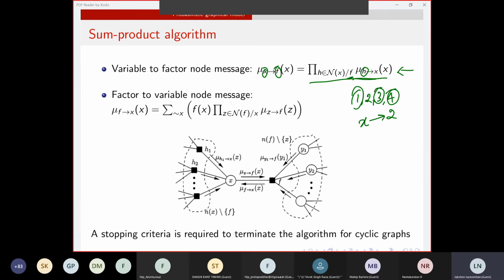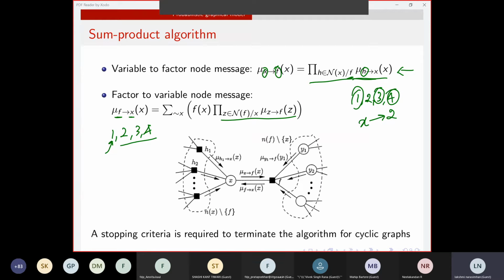Now, what is the rule for computing the message at the factor to variable node? It also does the same thing: it computes the product of all the incoming messages. So a factor node f is sending a message to variable node x. Let's say the variable nodes are 1, 2, 3, and 4. If this factor node has to send a message to variable node 1, it will multiply all the messages it got from variable nodes 2, 3, and 4.